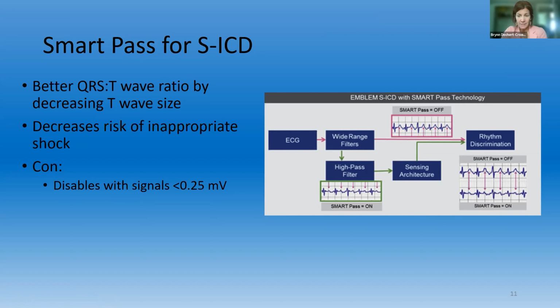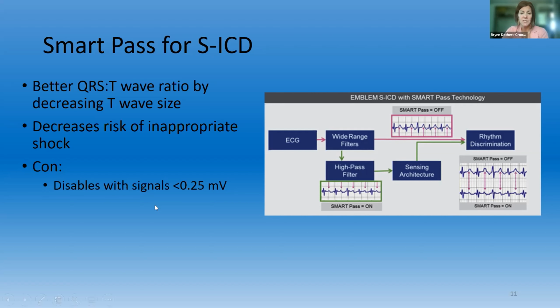On remote monitoring, we can tell if this becomes disabled, and that's why it's important to make sure that you have remote monitoring. If SmartPass becomes disabled, that means the signal has gone below 0.25 millivolts, which makes it very small, and we probably need to see you and adjust either the sensing vector or some other option. So again, remote monitoring is very important.